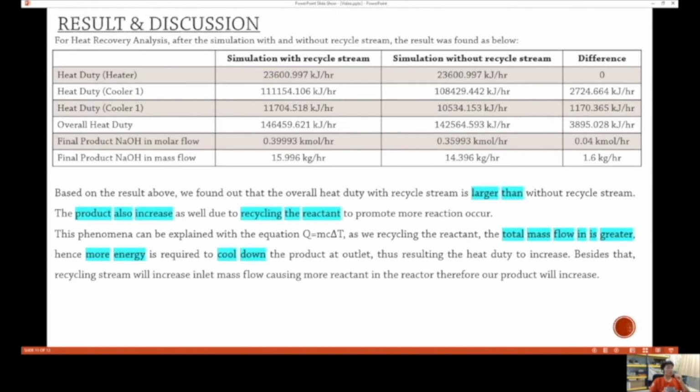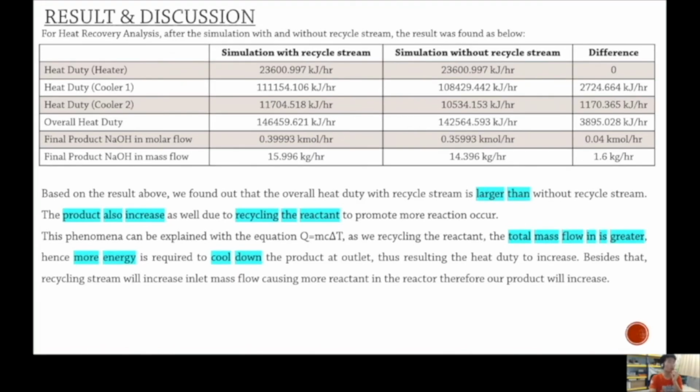After that, we studied heat recovery analysis. We ran a simulation with recycle stream and without recycle stream to see the differences between these two simulations. The result was recorded in a table in the slide. First of all, the value for the heat duty of the heater for these two simulations is the same because the heater was installed before the reactor and our recycle stream was installed after the heater. Second, for the heat duty of cooler 1 and cooler 2, we found that the differences between these two simulations are 2724.664 kilojoule per hour and 1170.365 kilojoule per hour. Thus, the overall heat duty difference for the heater and the two coolers between these two simulations is 3895.028 kilojoule per hour.